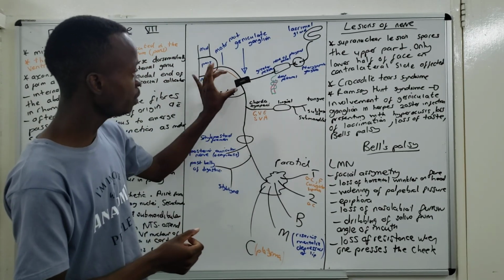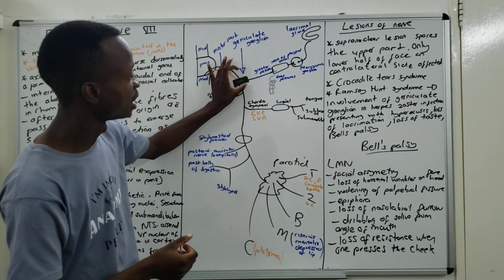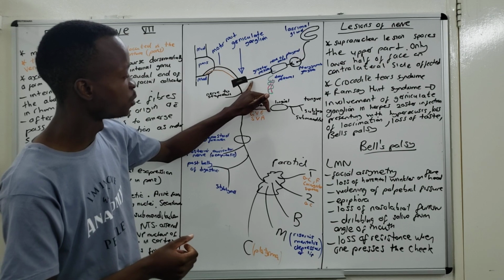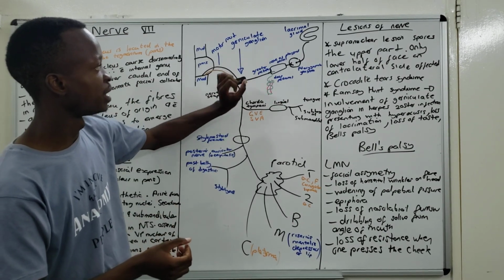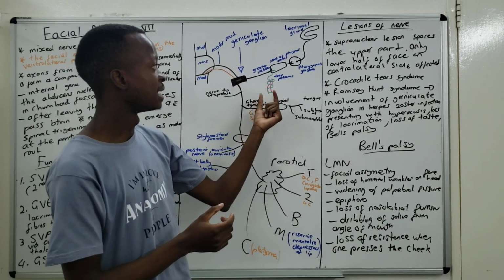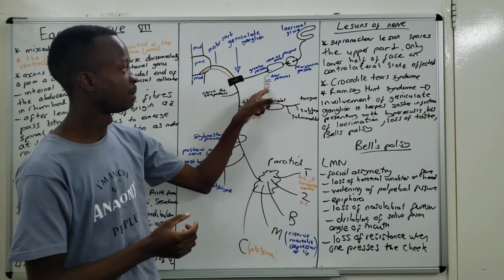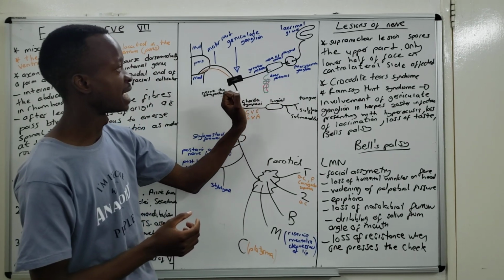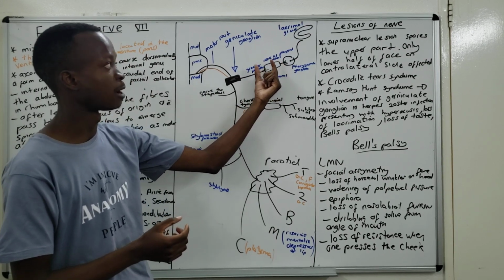Right? So at the level of your geniculate ganglion, you're going to give off a nerve, which is going to be the greater petrosal nerve. Right? This greater petrosal nerve is going to be carrying preganglionic parasympathetic fibers, and it joins the deep petrosal nerve, which is coming from the sympathetic plexus around your internal carotid artery, and they form a nerve that we call the nerve of the pterygoid canal.